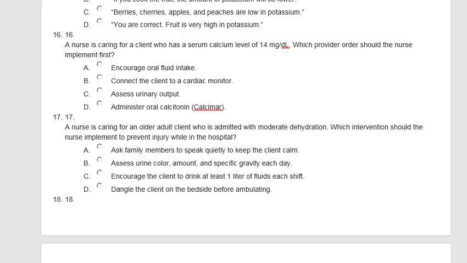Dangle the client on the bedside before ambulating. Yes, because that will diminish the risk for orthostatic hypotension. If you have low fluid volume, you're going to be more likely to be orthostatic when you stand up because your body's going to have a hard time adjusting to the lower fluid volume against gravity. So dangling the feet at the side of the bed will give the body time to adjust before you stand up. That is the correct answer.